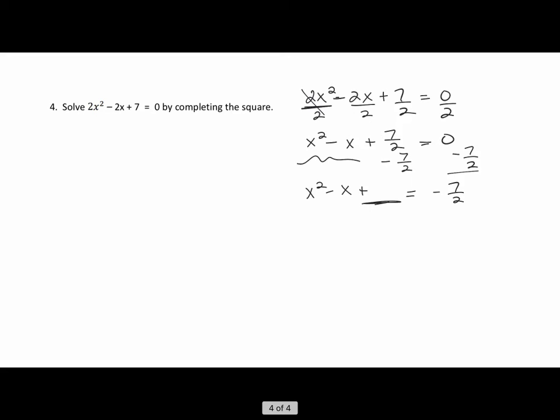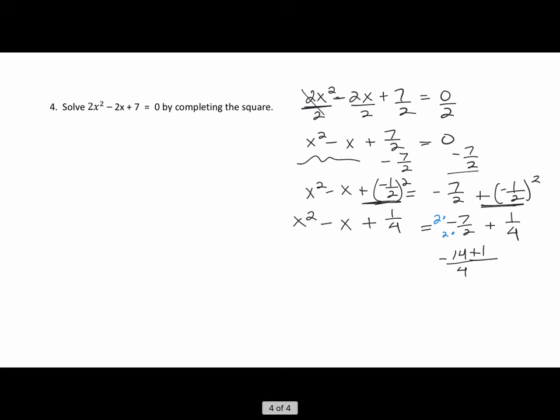So then we're going to add half of b squared to both sides. So half of negative 1, squared. And half of negative 1, well, that's negative 1/2. And if we square that, that's going to be positive 1/4. So negative 7/2 plus 1/4. And again, I need a common denominator for 2 and 4. That'll be 4, because I can multiply 2 here. So then that'll be negative 14/4 plus 1/4.